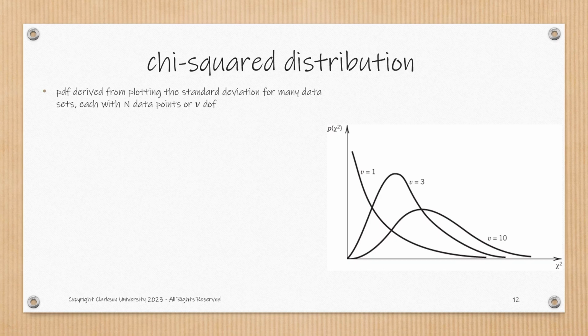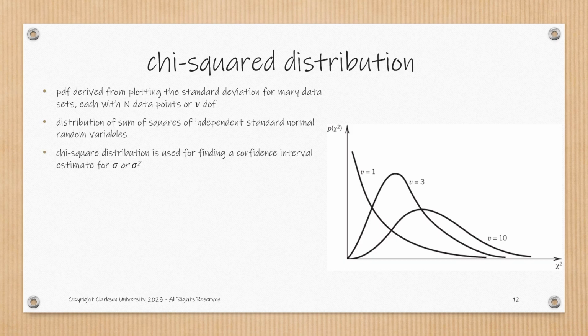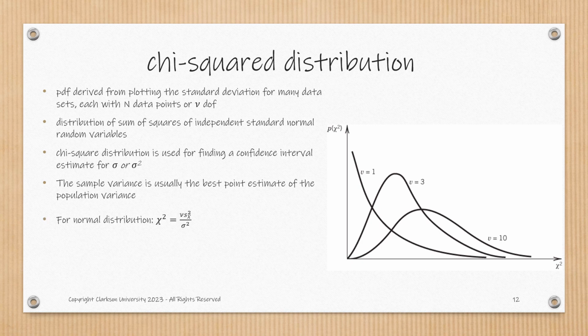Chi-squared is a PDF, or probability density function, derived from plotting the standard deviation for many data sets, each with n data points, or n minus 1 degrees of freedom. It represents the distribution of the sum of squares of independent standard normal random variables. And chi-squared can be used to find a confidence interval estimate for the population variance or standard deviation. The sample variance is usually the best point estimate for the population variance.